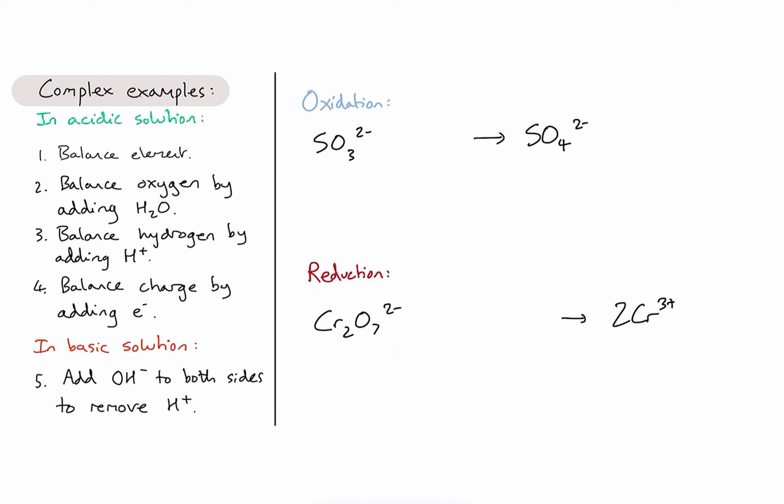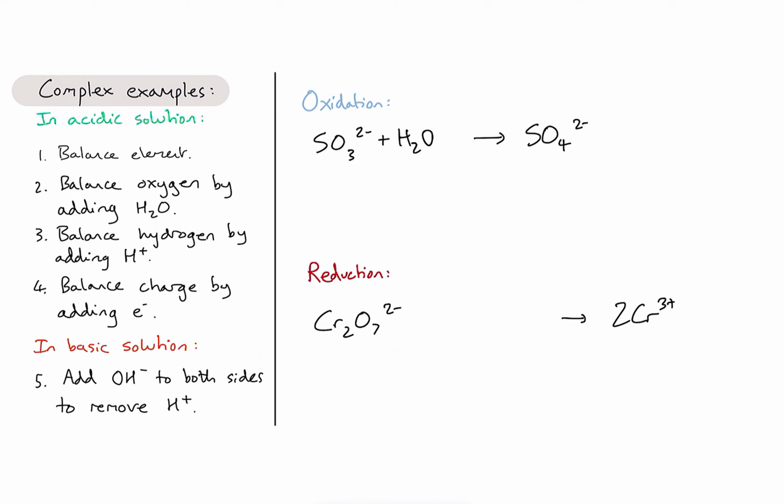For step number 2, I can now balance the oxygens by adding water to one side of my equation. Given that I've got 3 oxygens on the left and 4 on the right, I'm going to need to add one water molecule to the left-hand side, which is going to give me 4 oxygens in total, equal to the oxygens on the right. Once I've done that, we've introduced some hydrogens into my equation. So step 3 is going to be to balance those hydrogens by adding H pluses on the other side in order to have the same number of hydrogens.